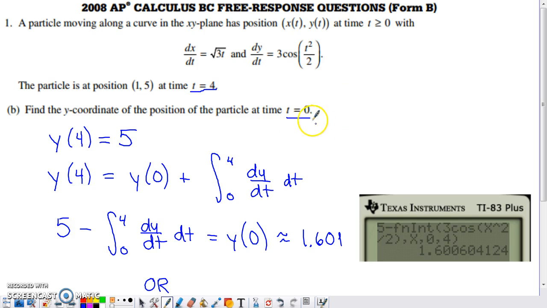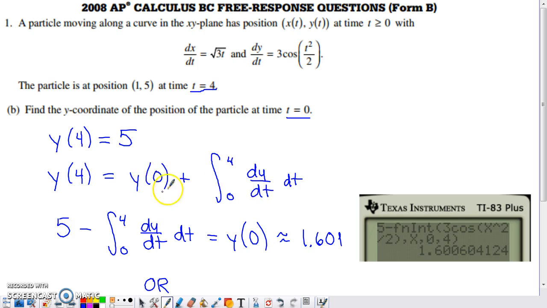So this is kind of weird because we're going from a t-value of 4 back in time to a t-value of 0. Most of the time when you do problems involving velocity or just rates of change in general over time, you're always working forward in time. And so a calculation that you can probably buy into is you could determine the y component of position at 4, y of 4, by taking the initial y coordinate, y of 0, and adding how much the y coordinate changed from 0 to 4 by integrating the rate of change of the y coordinate of the object, by integrating the velocity in the y direction.